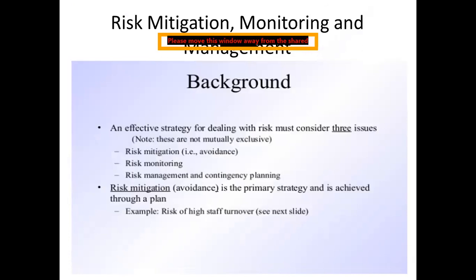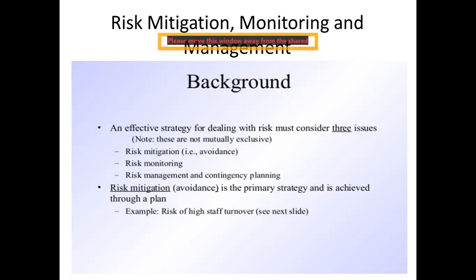Now the R triple M. What is this R triple M? Risk mitigation, monitoring, and management. And what is the background for that? Here you can see an effective strategy for dealing with the risk. This is one of the effective strategies. We will always consider R triple M, that is risk mitigation, monitoring, and management.